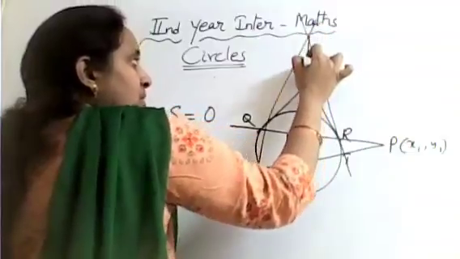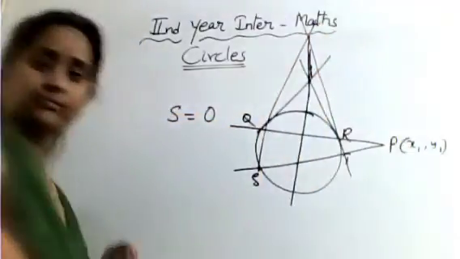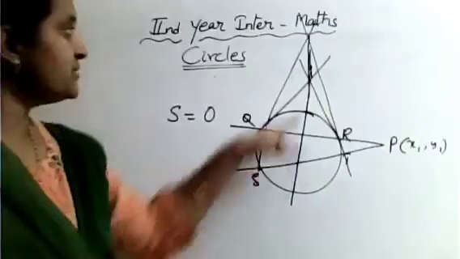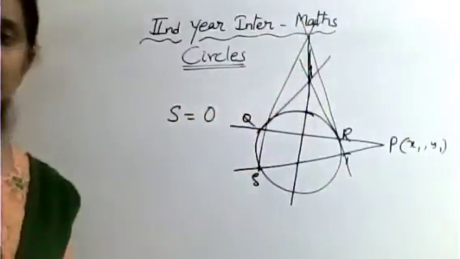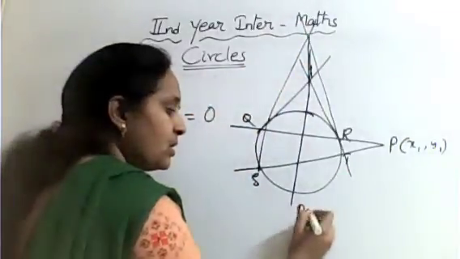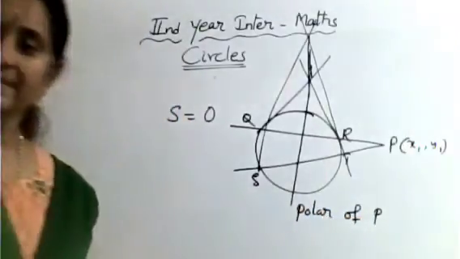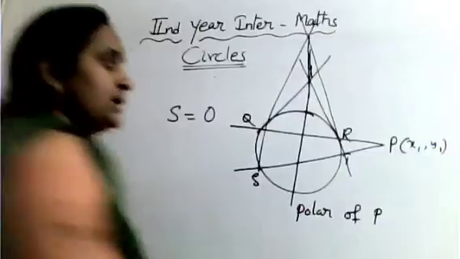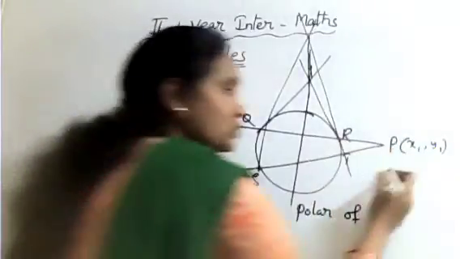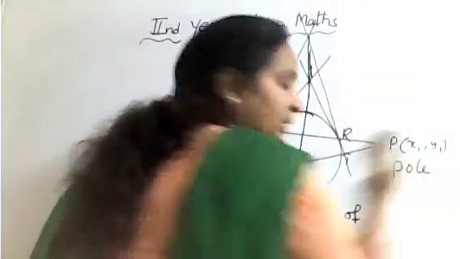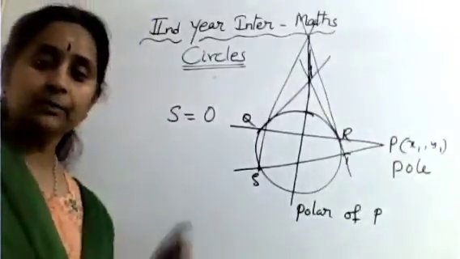The line joining the intersection points of the tangents is called the polar of P. The point P is said to be the pole.